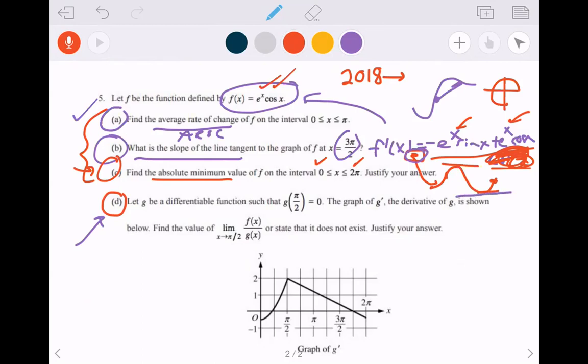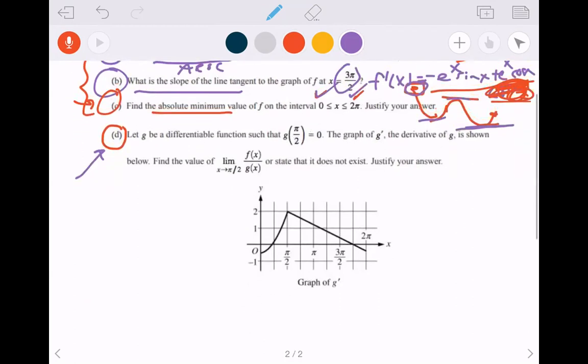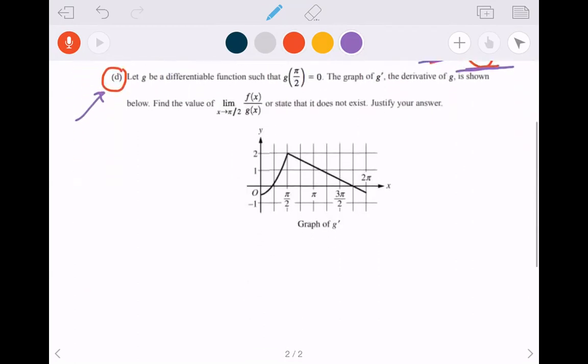So on your candidate table, a 0 and f of 0, a 2 pi and f of 2 pi, and any of these relative extrema. Remember, that occurs when we set our derivative equal to 0, and we get our critical values and put those on the table as well. But the point of this problem was to get to part D.